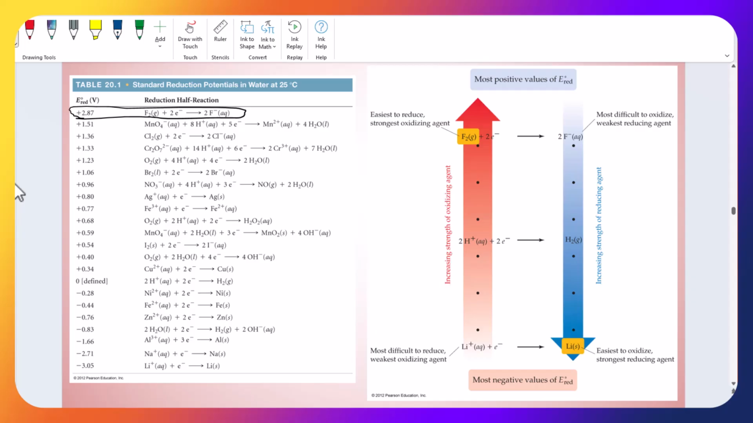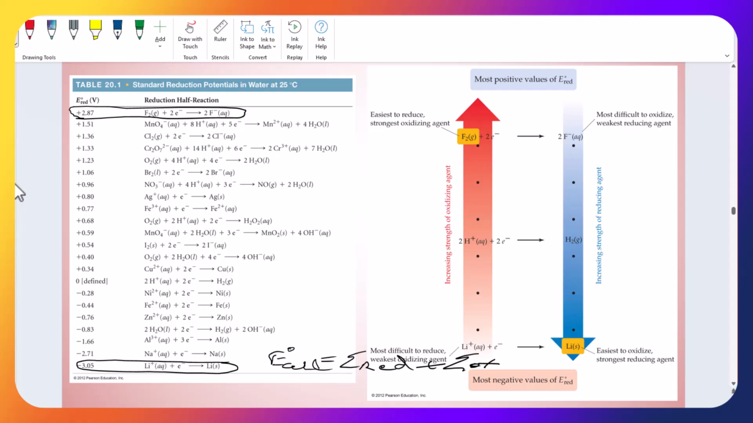Fluorine is the most electronegative element on the periodic table. It would like to gain electrons to have neon's electron configuration, which is why it has a positive 2.87 volts standard reduction potential. So let's put it together with lithium, and let's see what kind of standard cell potential we have. You remember, you can't have a reduction without an oxidation. So E of the cell under standard conditions is equal to the E of reduction plus the E of oxidation.